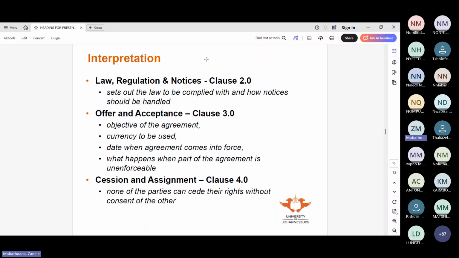So this is where a party cedes or assigns their rights or obligations under the agreement without prior written consent of the other party. So for instance, we've agreed that you'll build me a house, and I will pay you.